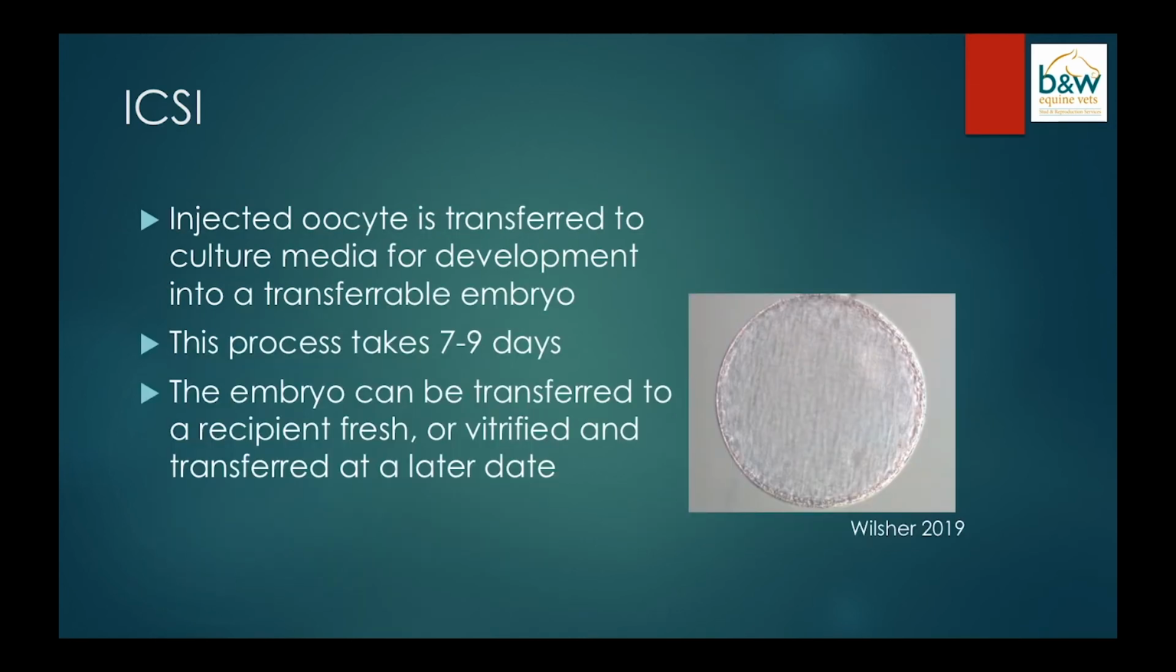The injected oocyte is then transferred into a culture media and monitored for development into an embryo, which generally takes 7 to 9 days. And here we have an embryo. That embryo can either be transferred immediately, fresh, into a recipient, or it can be vitrified and transferred at a later date, which is actually more common.